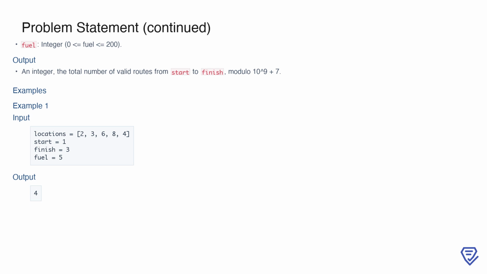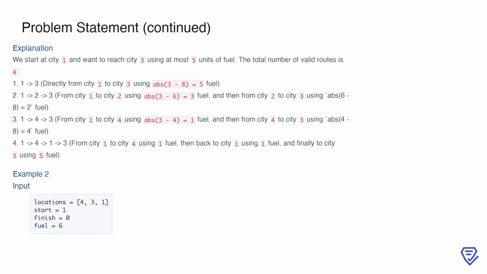Let's look at an example to better understand the problem. Imagine we have the locations array as 2, 3, 6, 8, 4, with start set to 1, finish set to 3, and fuel set to 5. In this case, the starting city is at position 3, the destination city is at position 8, and we have 5 liters of fuel available for the journey. Our goal is to calculate how many different ways we can travel from city 1 to city 3 while adhering to the fuel constraints. Now, let's discuss the explanation for this example.